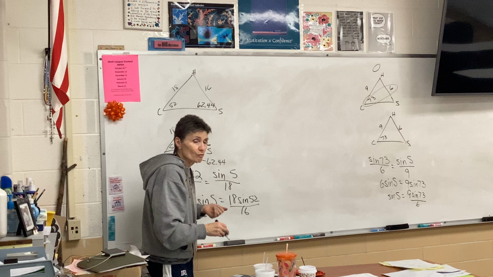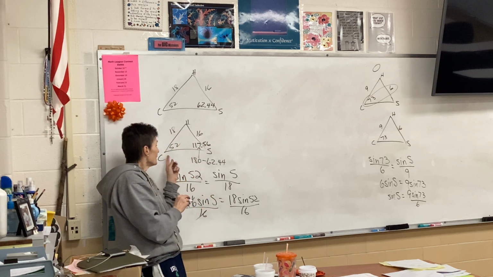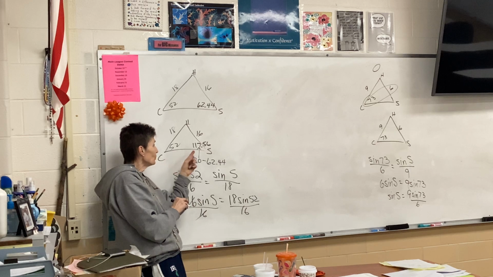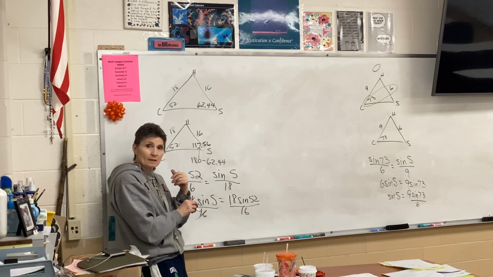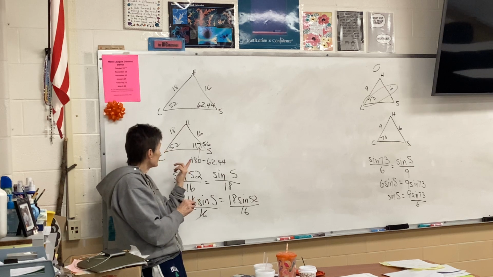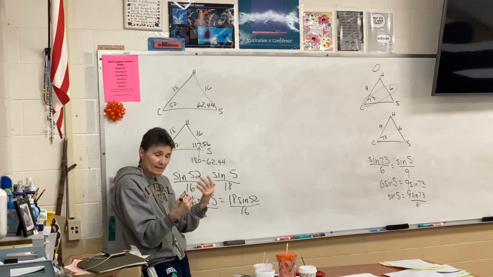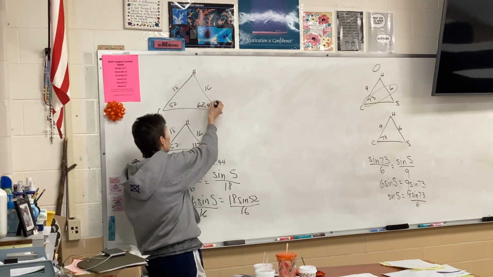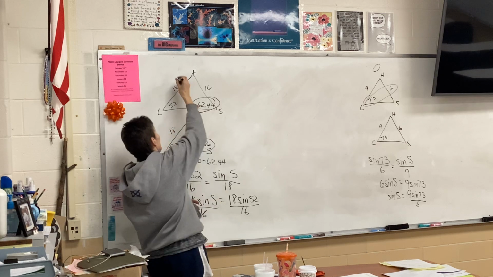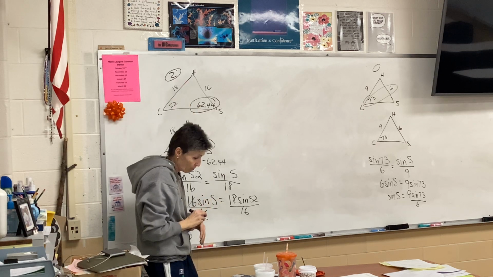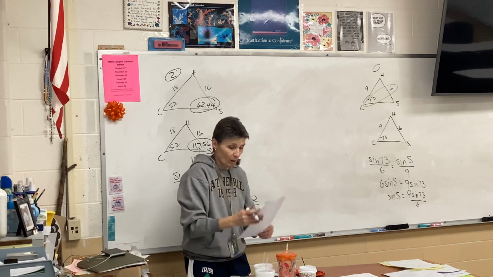Can you have a triangle? Is it possible to have a 52 and a 117? Yeah, because 52 and 117 only add up to 169. That's less than 180. So both of these angles work, and therefore we have two triangles for problem number B.